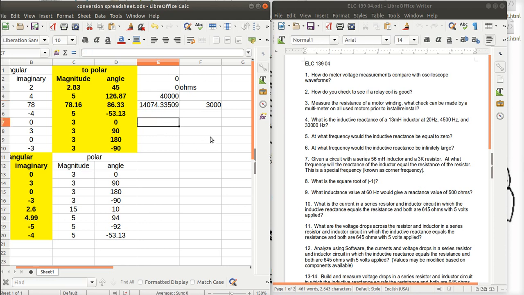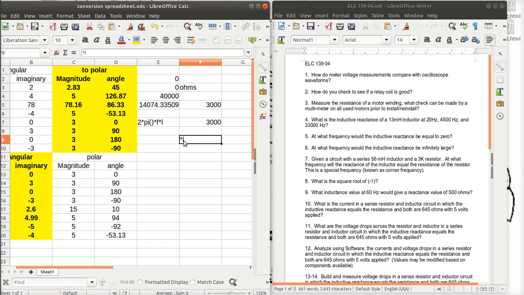So my formula is XL is 2 times pi times frequency times L. And why did it do that? My mouse likes to jump around if I touch the keypad. Equals 3,000.